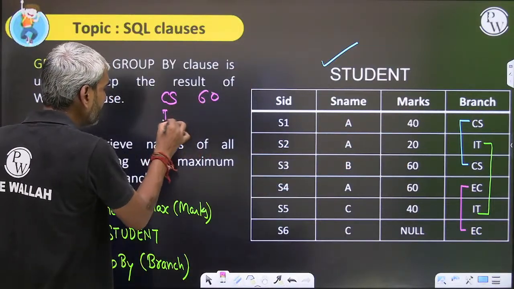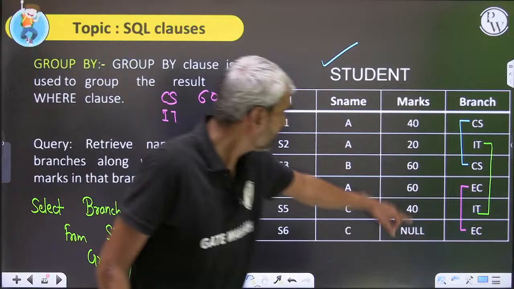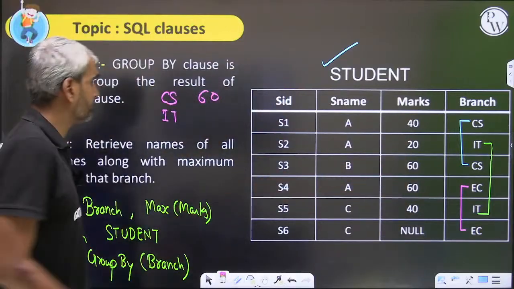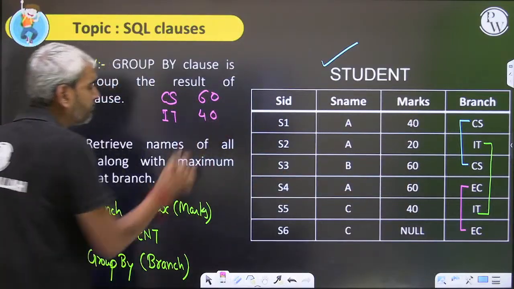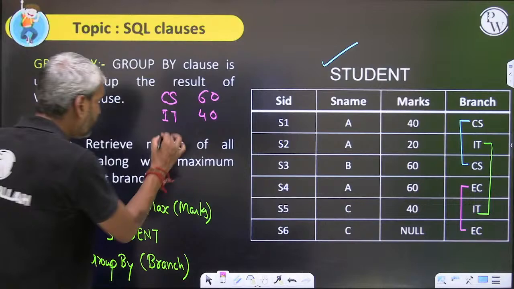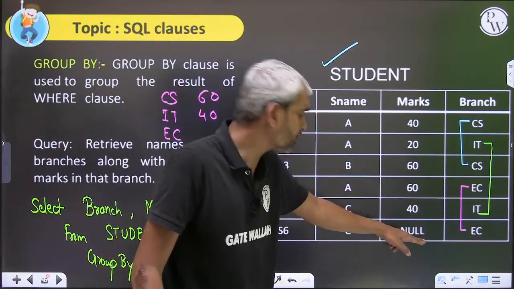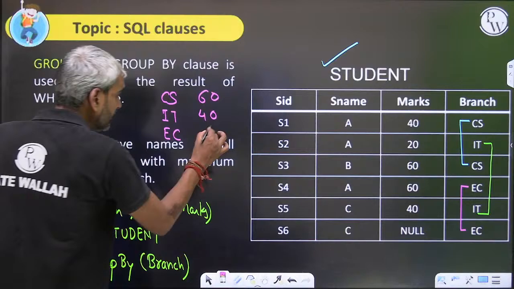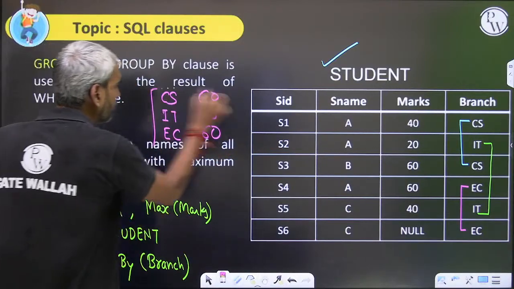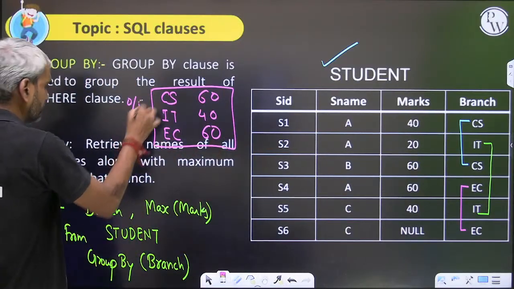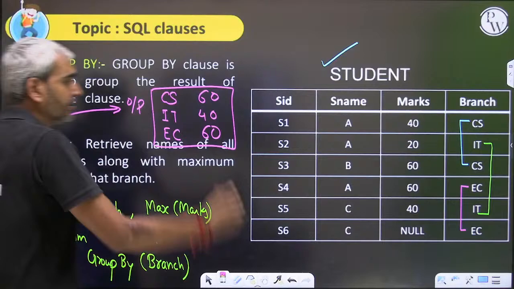Second group will be IT. Sir, for IT, maximum of marks will be 40. Third group will be EC. Sir, maximum will be created only for this because null will be discarded. So this is the output of this query. Clear?